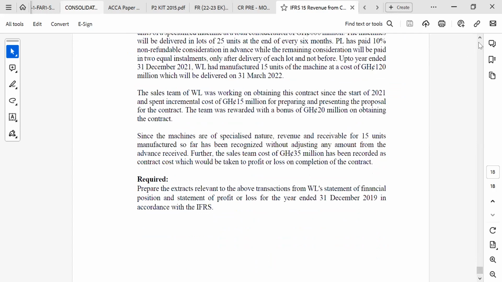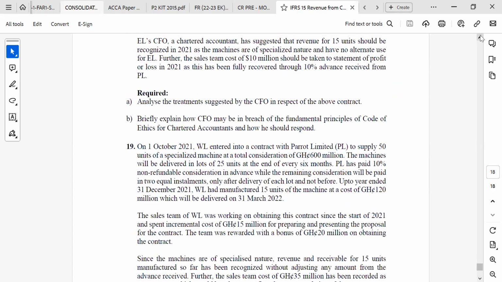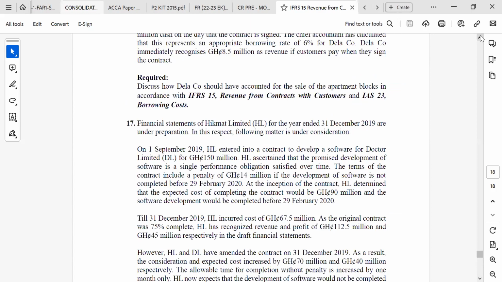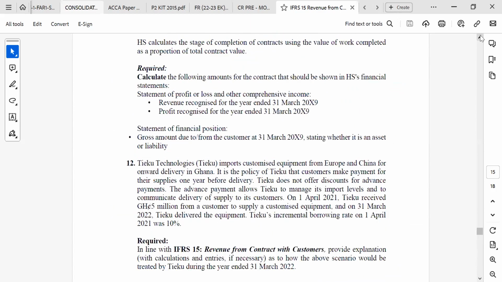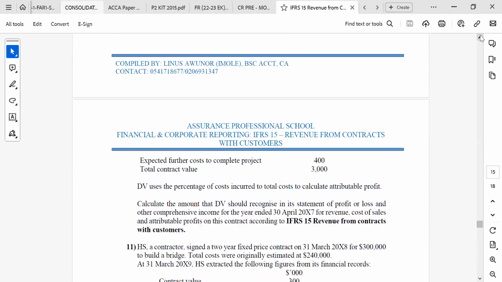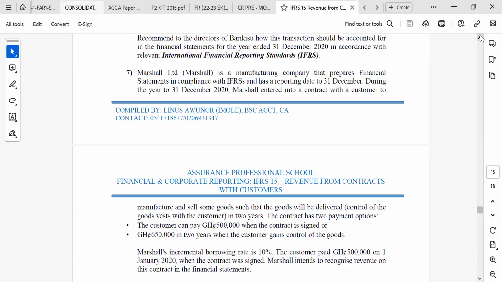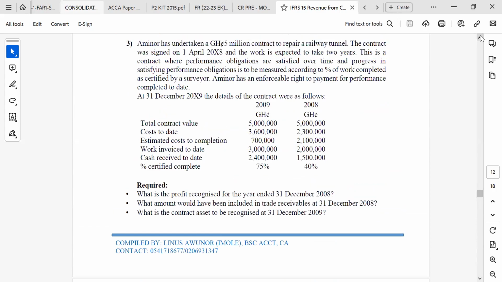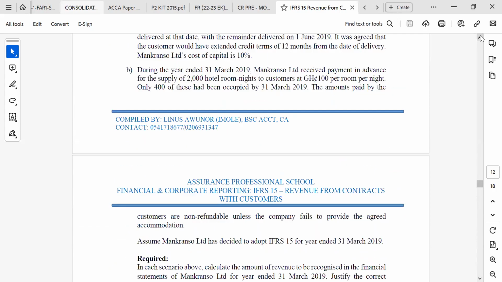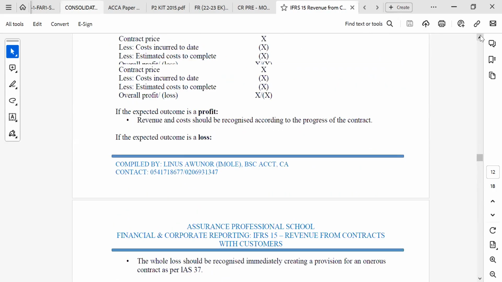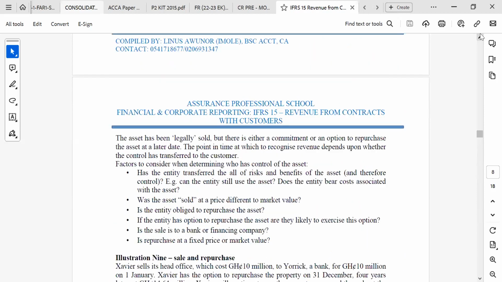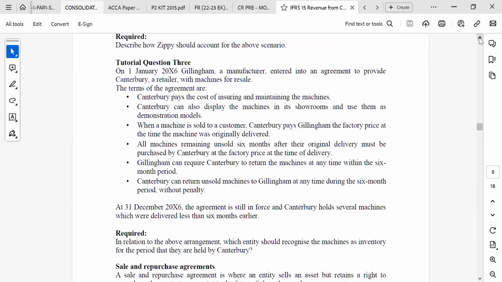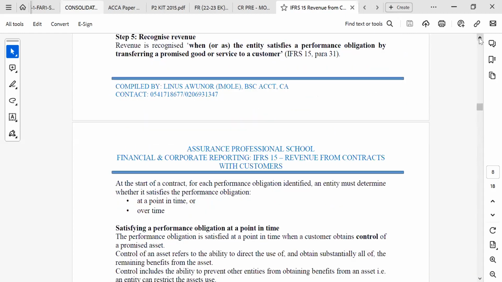We are done with revenue, and we are done with practically all the standards. We have done well. I'm thinking about doing joint venture, but I will do that one during revision. So corporate reporting people, you should be seeing questions on IAS 31 and IFRS 11, joint arrangements and interests in joint ventures. So if you see a question on it, you should prepare for that.